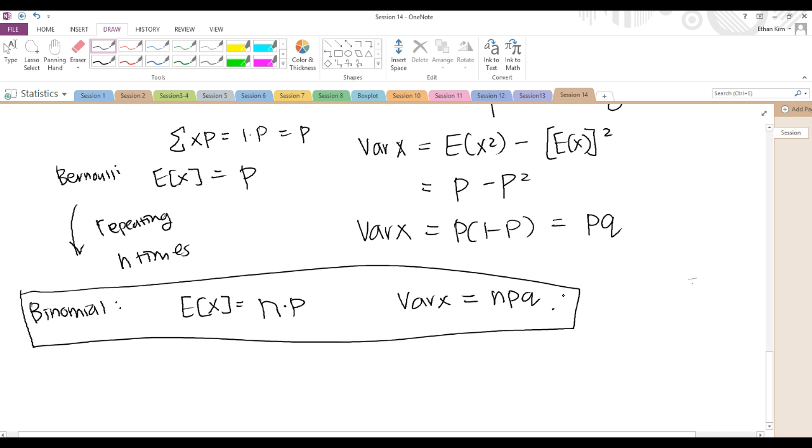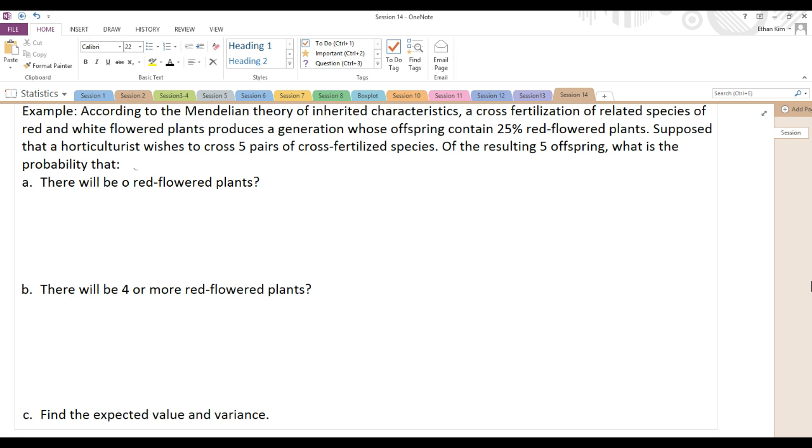All right, so let's do an example. Let me write down the question for you. Here I copied down an example for this question, so binomial distribution. Let's read the question first, and I'll let you work on it for yourself.